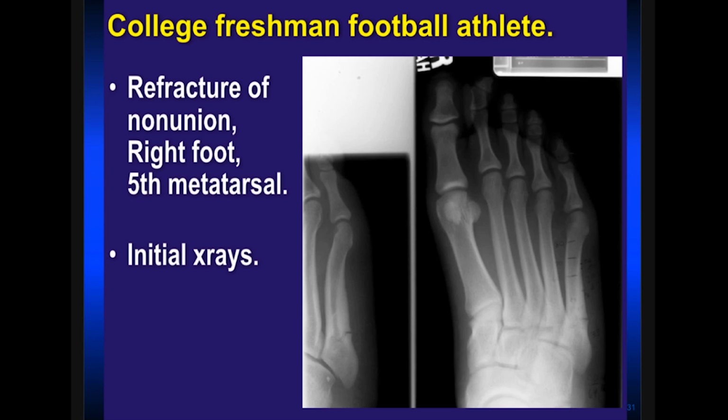This is a college freshman football athlete, refracture, non-union fifth metatarsal. This is his original x-ray. You can see how thick this cortex is. So this is treated with intramedullary screw fixation.